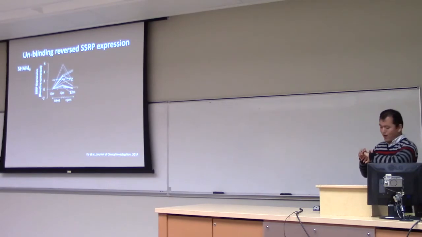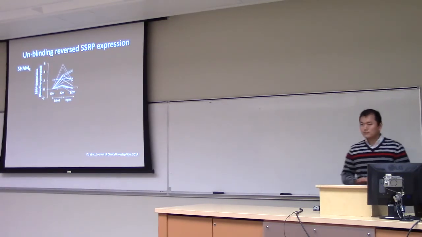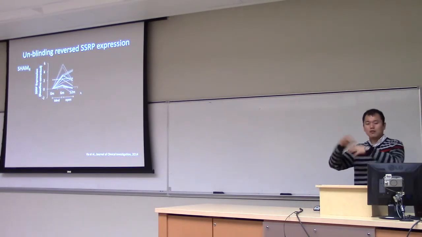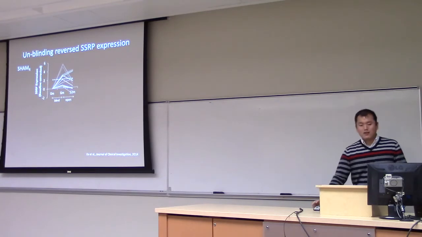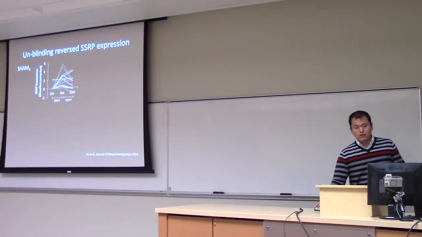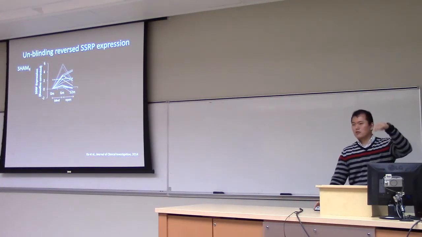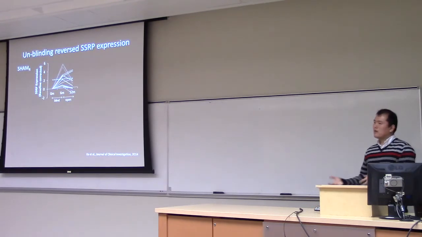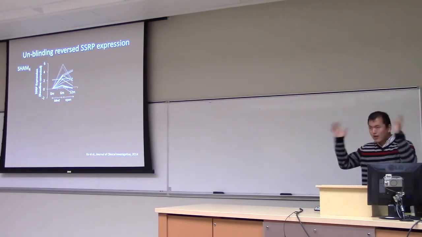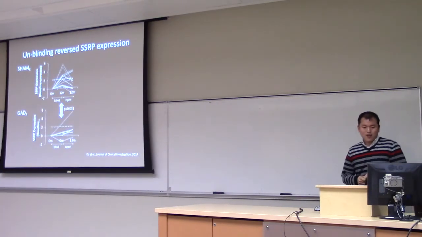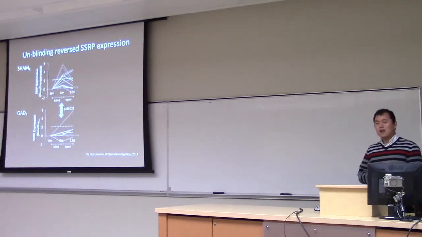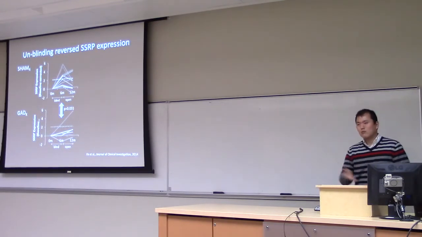So we also looked at what happened in the patients who were unblinded after a 6-month trial. After unblinding, they were told that they received the sham surgery, and except this patient, the majority of the patients' SSRP expression goes down. So SSRP expression is reversible by unblinding that you had actually sham surgery. But that was significantly different from what happened in the patients who actually received the real gene therapy. Those patients, except one patient, all went up.